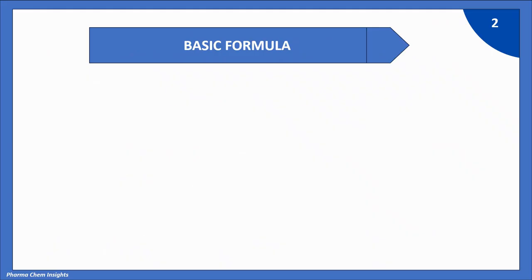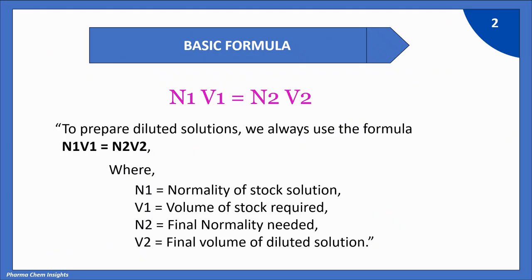Basic formula: N1V1 is equal to N2V2. To prepare diluted solutions, we always use the formula N1V1 is equal to N2V2, where N1 is equal to normality of stock solution, V1 is equal to volume of stock required, N2 is equal to final normality that is needed, and V2 is equal to final volume of diluted solution.